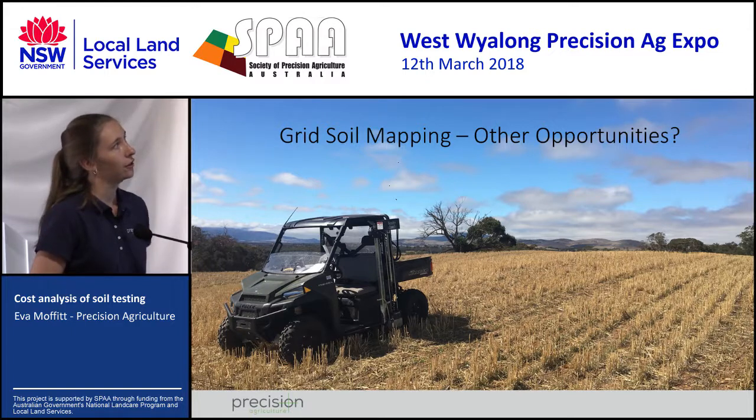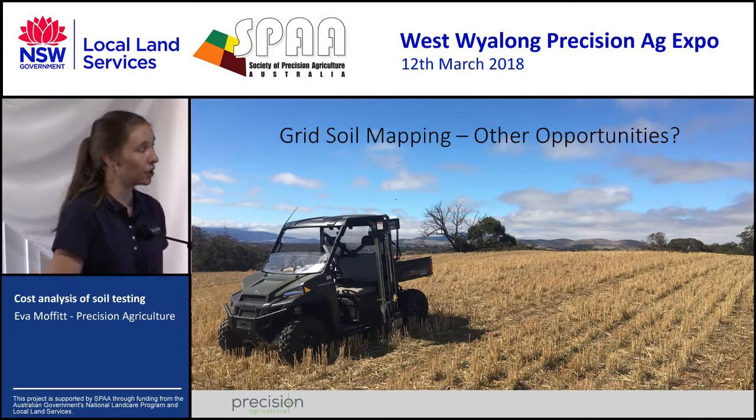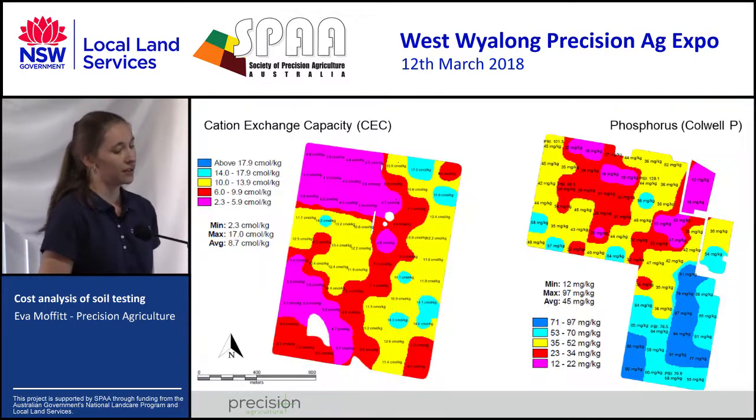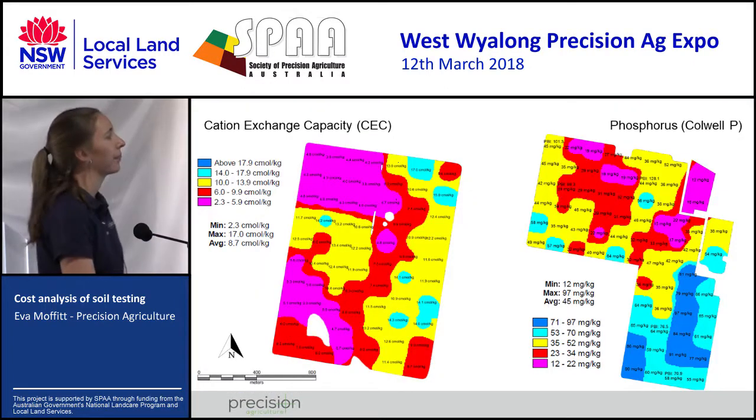So just a quick note, grid soil mapping, other opportunities. I haven't gone into any sort of economic analysis for other parameters apart from pH. However, I just thought I'd mention if you are getting your paddock grid tested, those soils are already going to the lab. So if we did want to test other things at the same time, it becomes quite cost effective to do so. So 2 of the things that we do are cation exchange capacity.